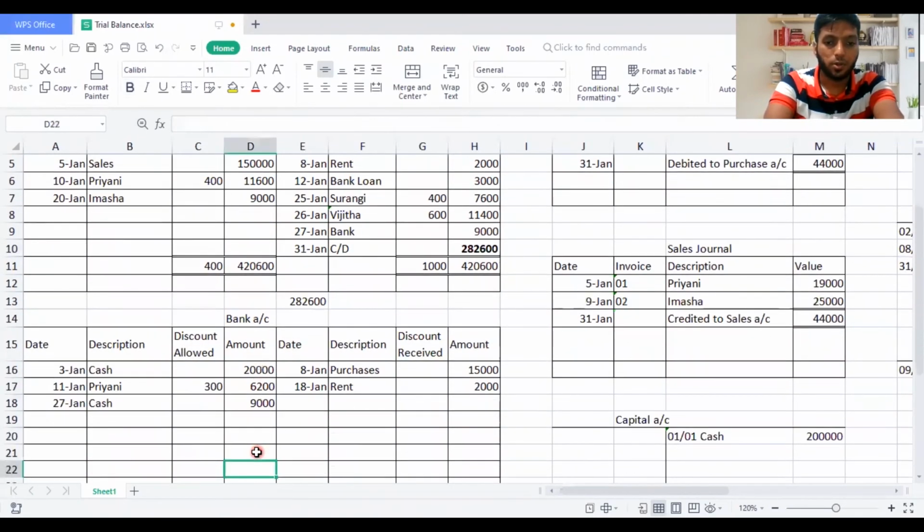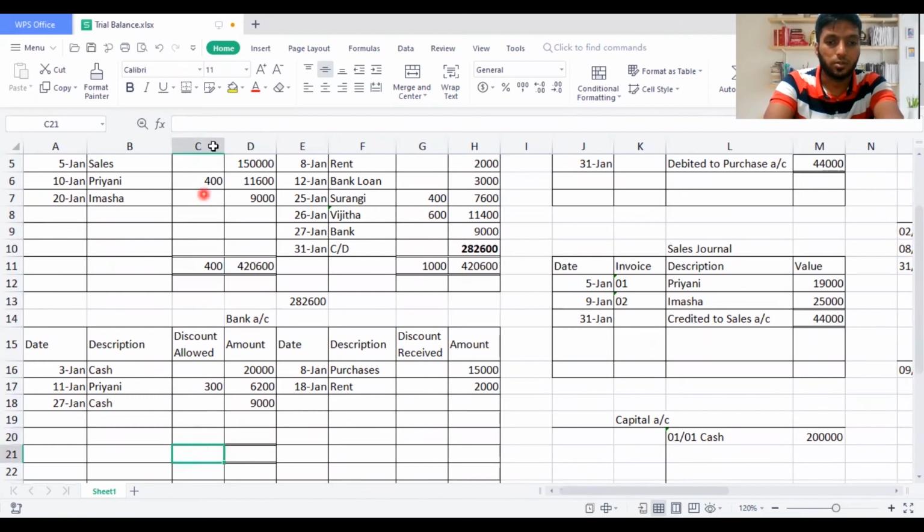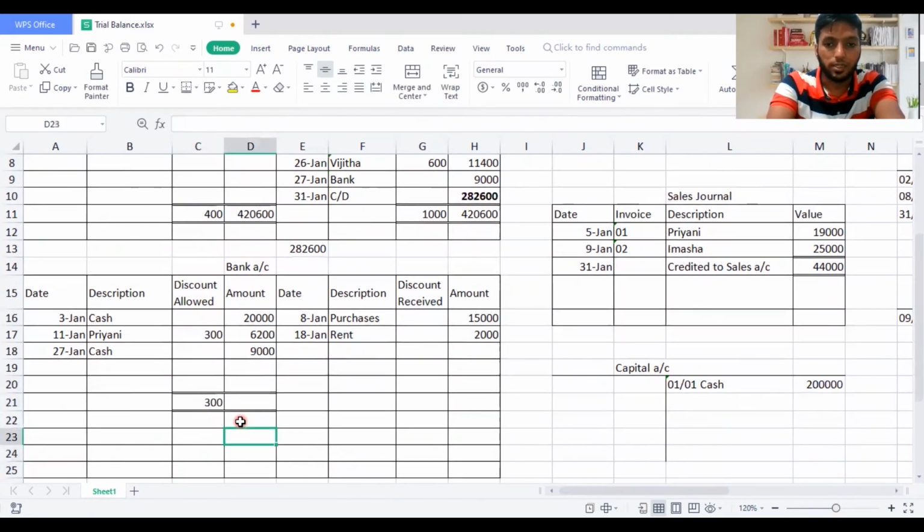On the bank account, I'm going to do the same thing. So I will take the balances of each account. How do we do that, guys? We will take the total column on each side, and we see a discount allowed column is there. So it's 300 right here. And what is the balance? You can see that the debit side is higher than the credit side.